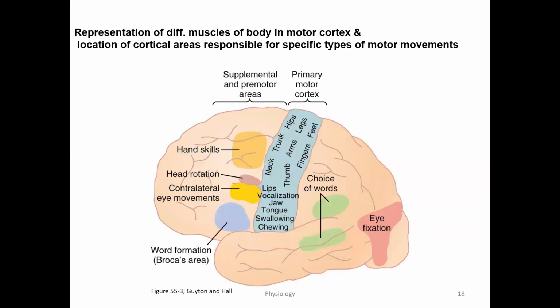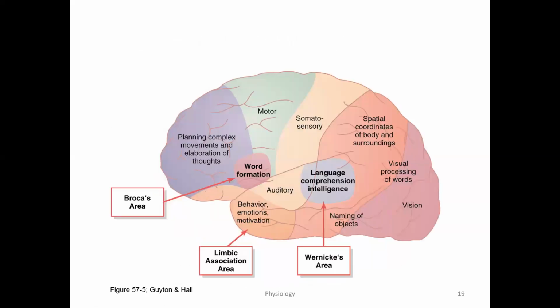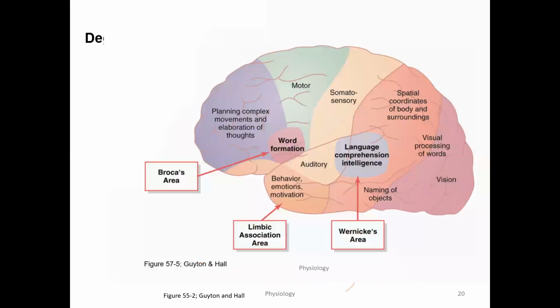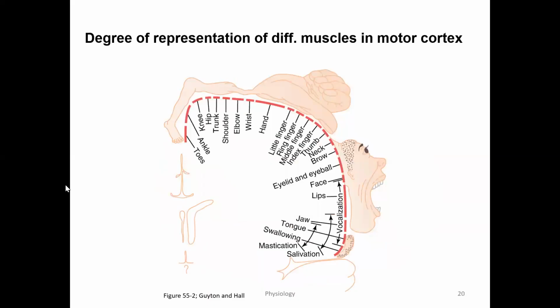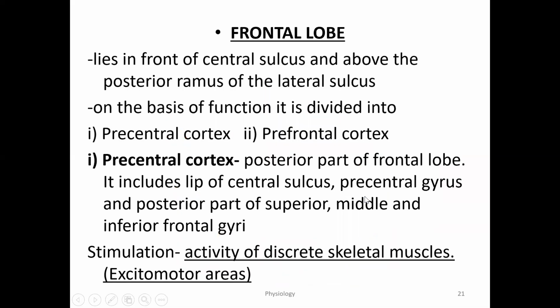Again, the same thing: the different representation of body parts over the motor area, starting from the primary motor cortex area to the premotor area and the supplementary motor area. And these are the other areas related to the speech area, vision area. Upside down, inverted manner, starting from legs to the face. This is the inverted representation of our body parts over the motor area.